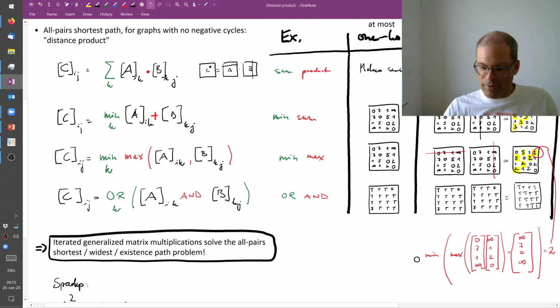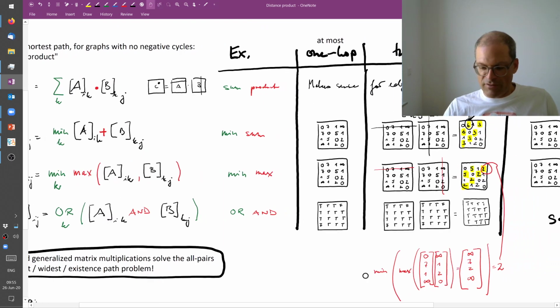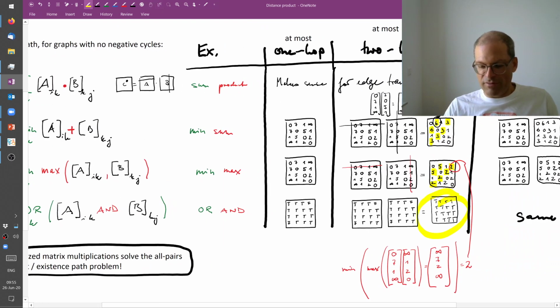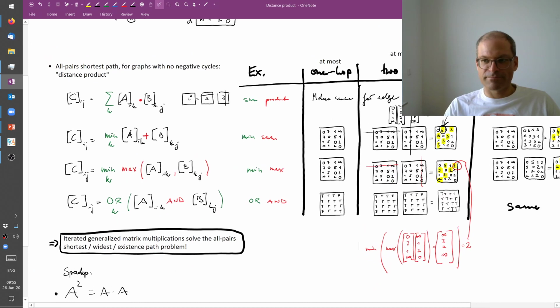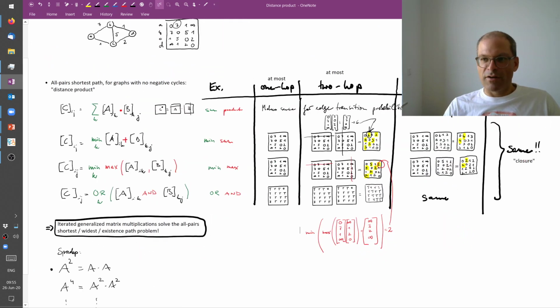And you see here that already after 2 hops, we find that everything is connected. So we have this convergence or this closure here a little bit earlier. All right.